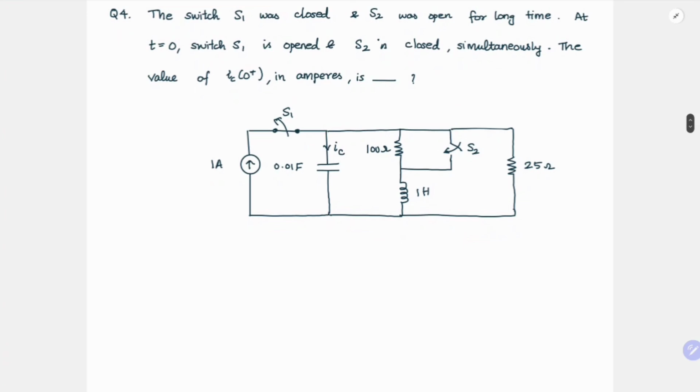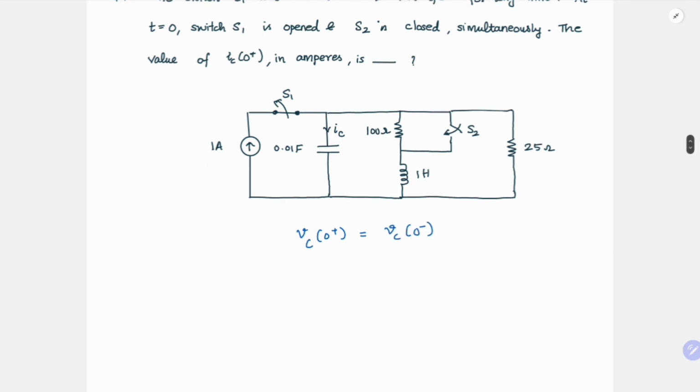So for these kind of questions we need to apply only two concepts. One is the voltage across the capacitor cannot change instantaneously, so your VC of 0 plus is going to be equal to VC of 0 minus. And the second is your current through the inductor cannot change instantaneously, so your IL of 0 plus is equal to IL of 0 minus.